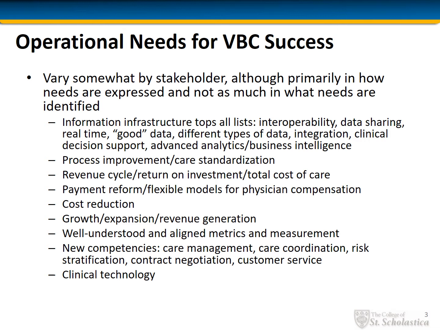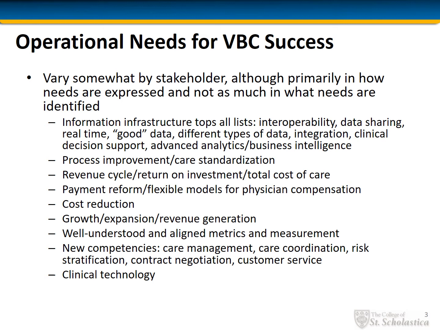Process improvement was one of the next most frequently cited, although not well defined either. Sometimes interpreted as care standardization improvements and other times focused more on care coordination. Revenue cycle, return on investment, and total cost of care was number 3 in our list, and we've discussed these in Unit 3.